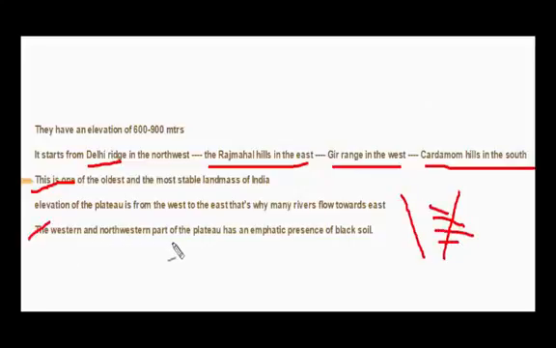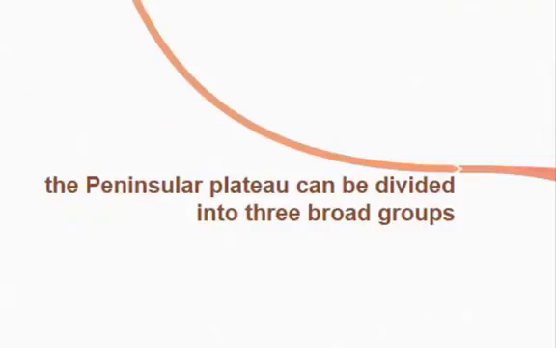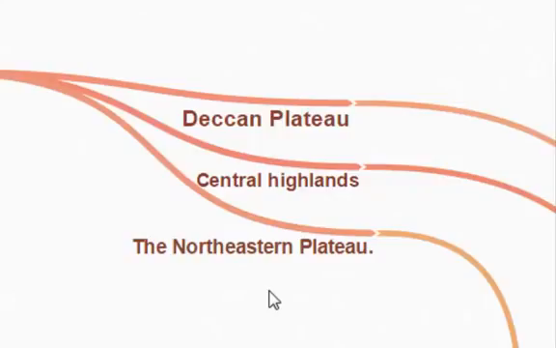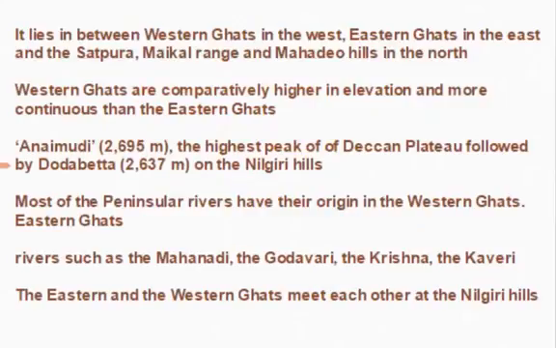The western and northwestern part of the plateau has an emphatic presence of black soil. So we are talking about the western part and the northwestern part, which is this side, the Gujarat and Rajasthan side. This is full of black soil. The Peninsula Plateau can be divided into three broad groups, and they are the Deccan Plateau, the Central Highlands and the Northeastern Plateau. Let's read about Deccan Plateau.